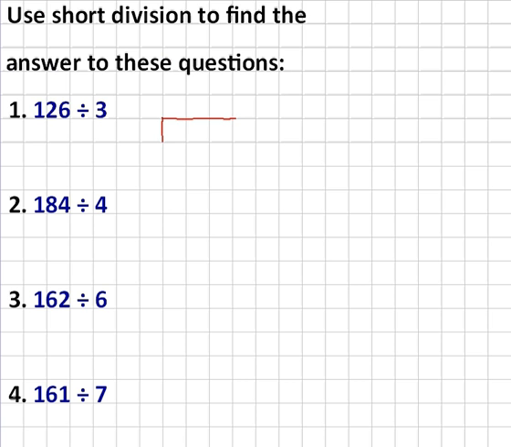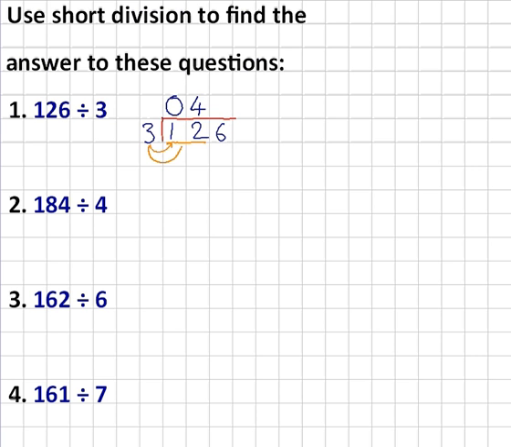I'll make some space for the 126 divided by 3. So this says, how many times does 3 go into 126? Okay, working from the left, 3 into 1 doesn't go. 3 into 1 goes 0 times. Let's do that in blue. 3 into 12 now. 3 into 12 does go. 3 into 12 goes 4 times.